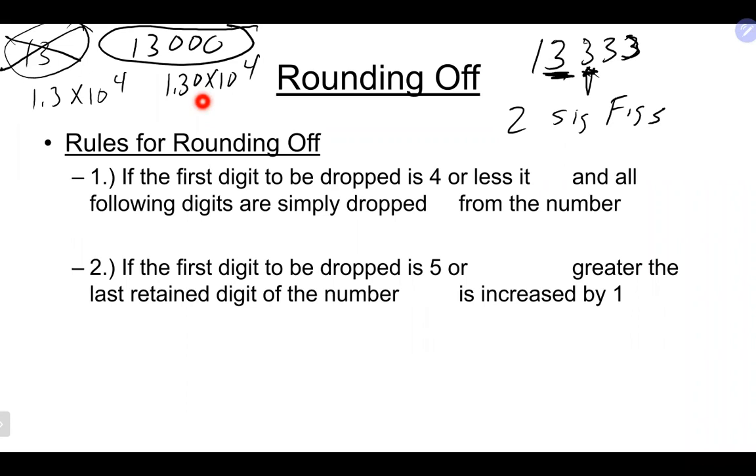How about this one? Would this one be okay? How many significant figures are there? There is 2. And that also is basically 13,000. So that would be okay as well if you wanted to do scientific notation. How about this one? That has 3 significant figures, which would not be okay.